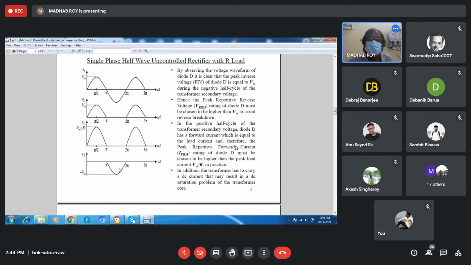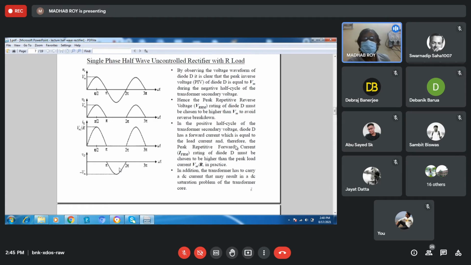Suppose the system is a sinusoidal voltage system, and a 220 volt AC voltage source is there. What will be the peak inverse voltage? For 220 volt, what will be the peak inverse voltage? Sir, 220 root 2. 220 is the RMS voltage, so it will be 220 into root 2.